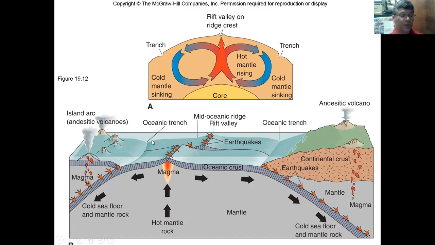At the trench, stuff's sinking down. We're trying to shove one plate under another. That's a rough process. We're getting earthquakes. As it sinks down, gets warm, melting, we get the volcanoes. Hot rock rising, less pressure, it can melt. We get the volcanism with the mid-ocean ridges. Cracks moving apart, not quite as bad as colliding, but still we get earthquakes there. So again, this is explaining quite a lot of things.